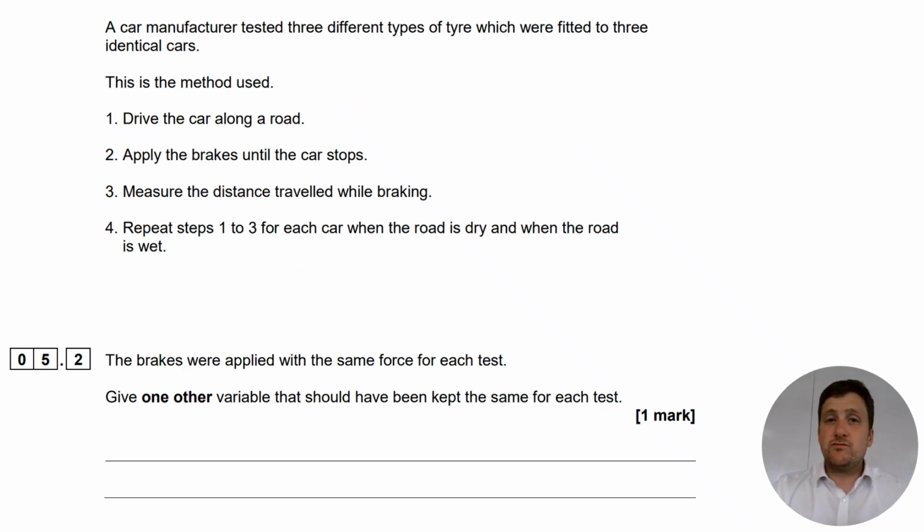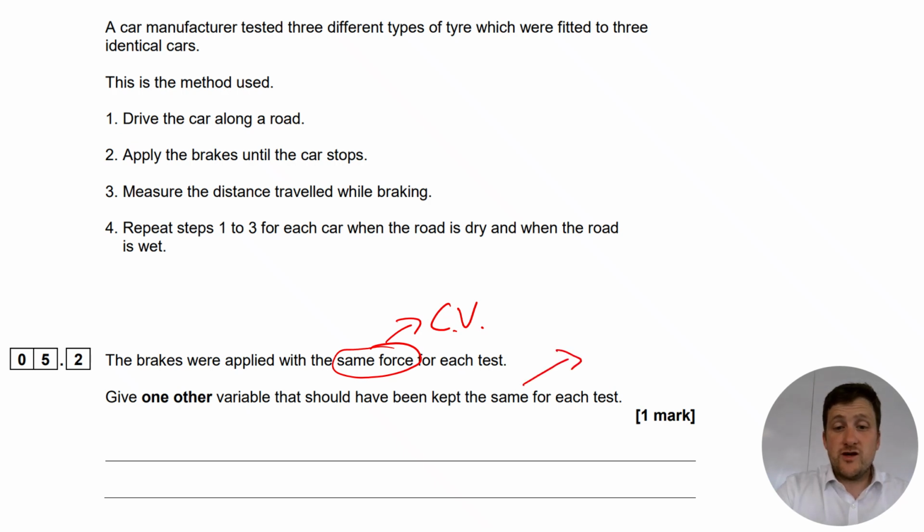And then we have a method. Lovely, great, fantastic. Well, let's look at the question first. The brakes were applied with the same force for each test. That's important, so the same force. Give one other variable that should have been kept the same for each test. So we know same force is a control variable. Okay, so that means we're looking for another. If we're keeping it the same, we're looking for another control variable. So let's look at our method.